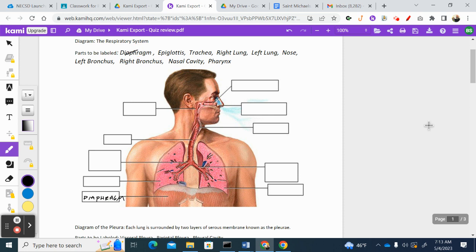The epiglottis is that little flap of tissue that covers the trachea when you're eating. That's over here. When you're swallowing, really. And then this is the trachea. Right lung. Left lung.